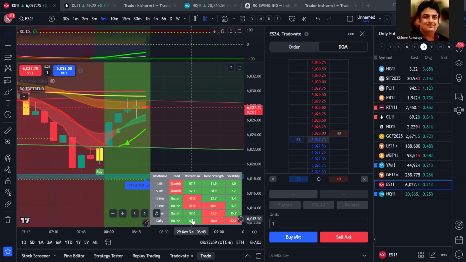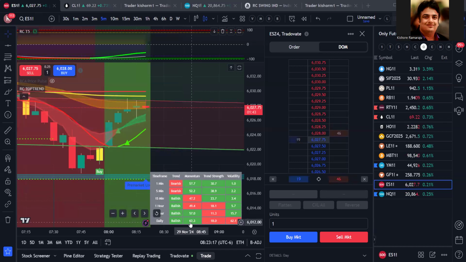If this is red, that means it is bearish. And this is telling that there is a strength in the bearish trend, right? This one is trend strength. If these two are red and this is green, very good for buying puts. If these two are green, this is also green, very good to buy calls.